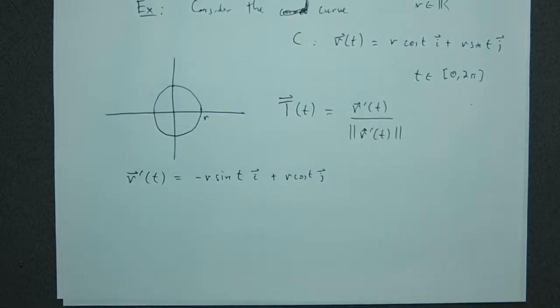What do I mean when I say the length of r prime of t is constant? I don't mean that it's scalar, of course it's scalar. I mean that it is constant with respect to t. So you plug in whatever value of t you want, and it's the same value. That's what I mean by it being constant.